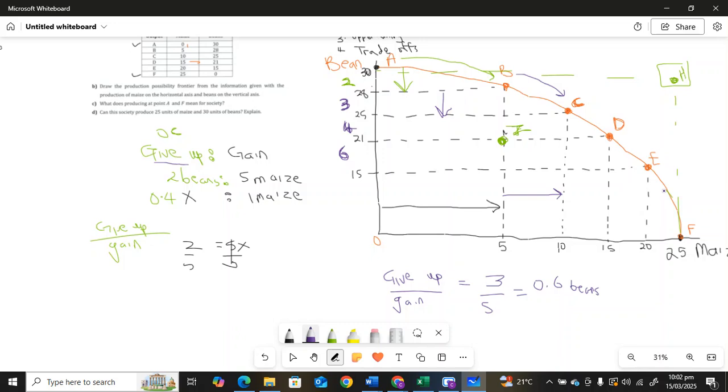And you're going to hear of the law of increasing opportunity cost. The law of increasing opportunity cost: to get more of one good, you have to give up more units of the other.